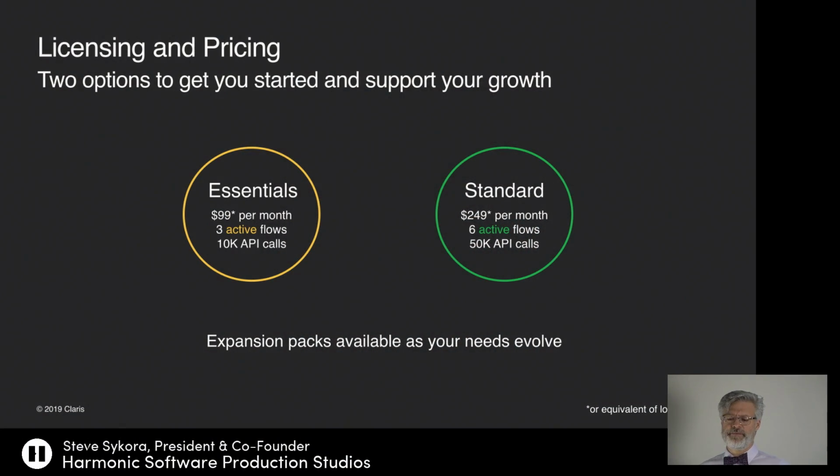So how do you purchase it? Right now at launch, there are two different options, and they're kind of targeting the middle of the business market here. There's Essentials and Standard. Essentials starts at $99 a month, and it includes 3 active flows. That means 3 flows that are in production and turned on. You can have as many inactive flows and development flows as you want, but 3 active flows turned on. It includes 10,000 API calls a month.